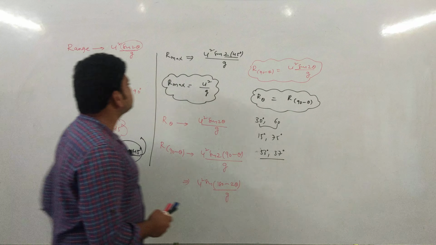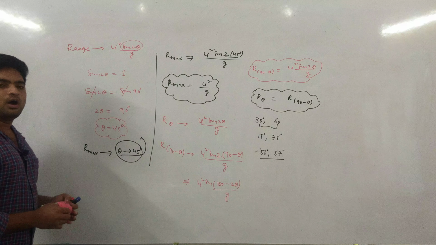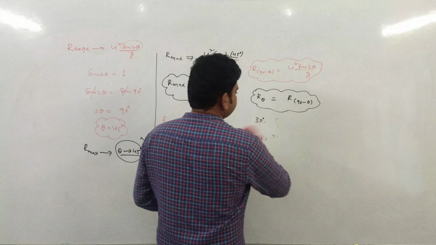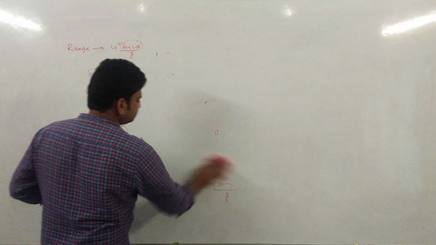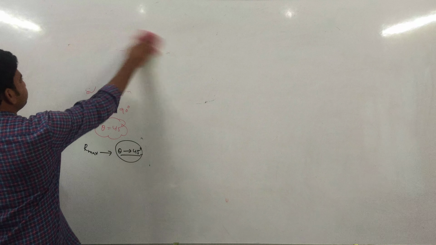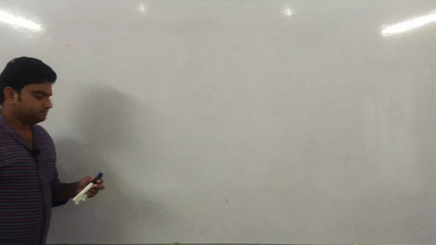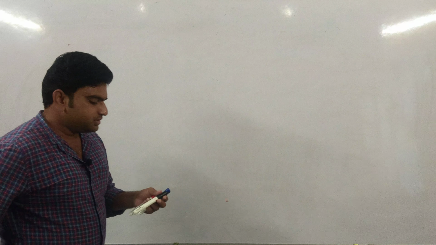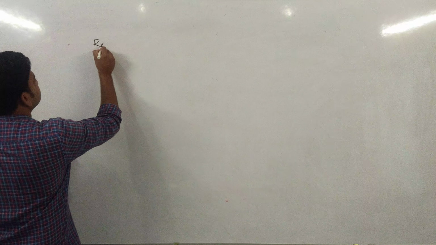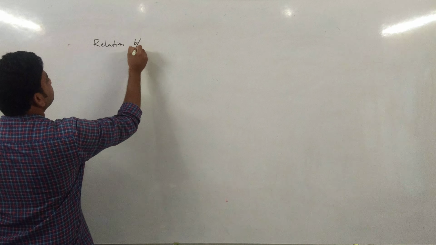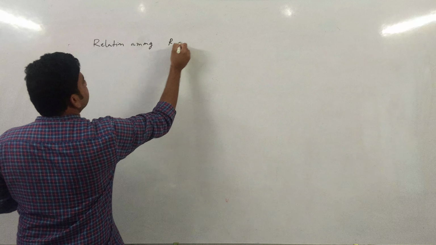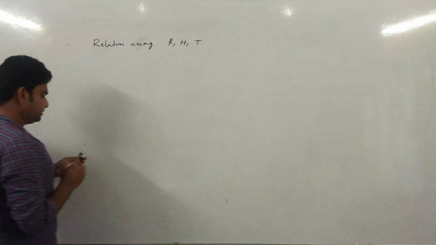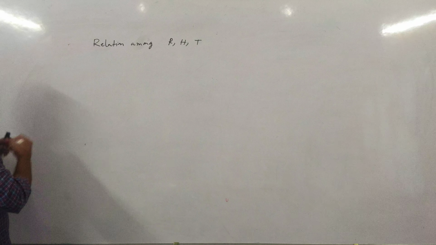And next we'll see something about the relationship among R, H and T. Right, now we'll see the relation among range, maximum height and time of flight. We'll see the relation among them, and first let me write the formulas.